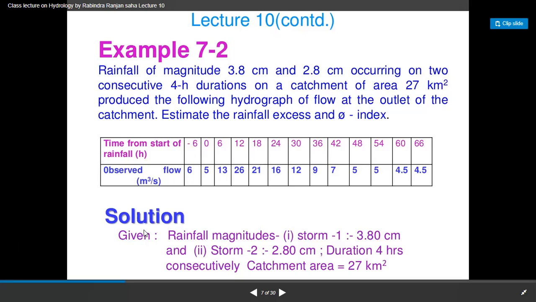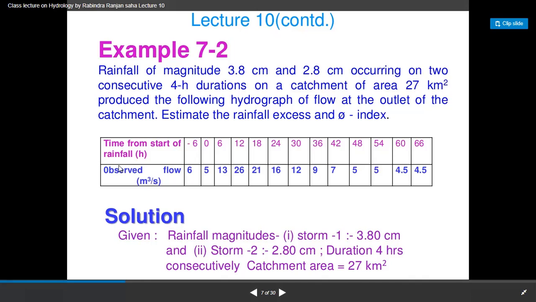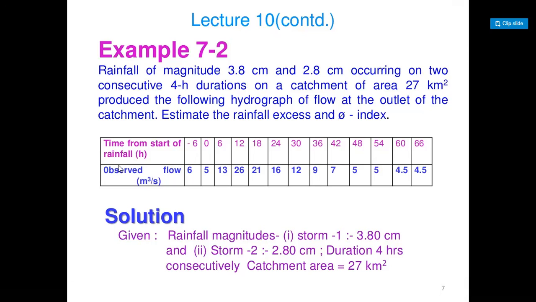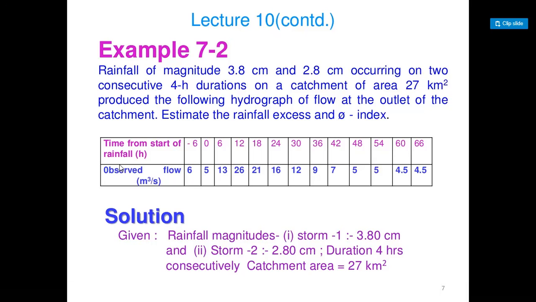Here, guys, time from start of rainfall in hours: minus 6, 0, 6, 12, 18, 24, up to 66. The observed flows in meters cube per second are 6, 5, 13, 26, 21, 16, 12, 9, 7, 5, 4.5, 4.5. Solution: rainfall magnitude, storm 1 is 3.80 centimeter and storm 2 is 2.80 centimeter, duration 4 hours each, consecutively. Catchment area is 27 square kilometers.